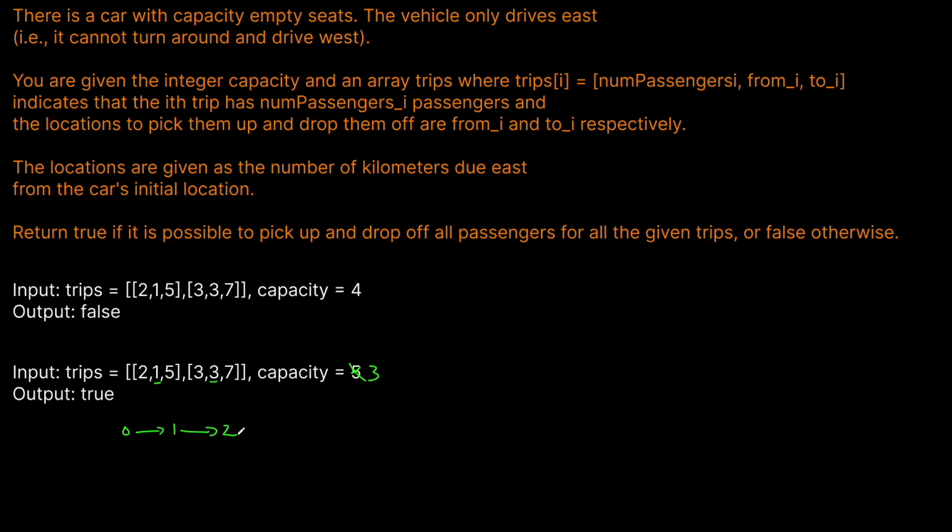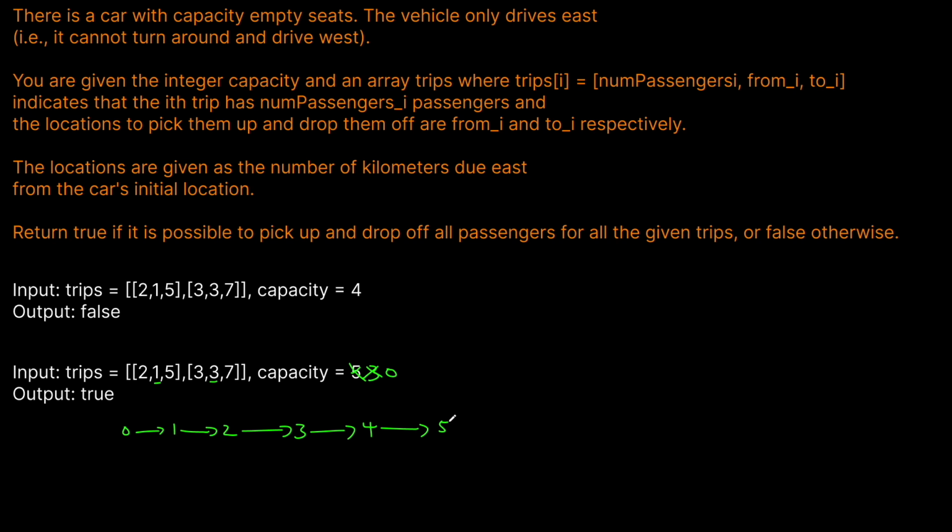We drive to kilometer 2, and there are no pickups or drop-offs at kilometer 2, so we're okay. Then we get to kilometer 3, and we need to pick up 3 people at kilometer 3 and drop them off at 7. So we fill our car up, so now we have a capacity of 0, which is fine. It just means that our car is full, and we continue driving. So we get to kilometer 4, there are no pickups or drop-offs at 4, so we can continue driving.